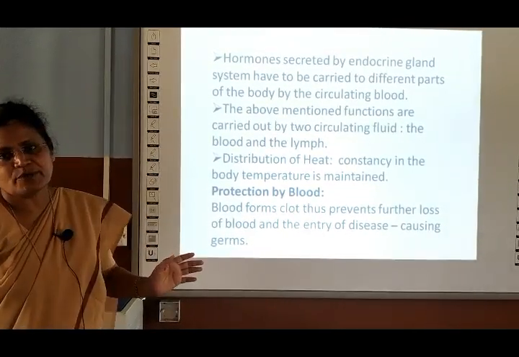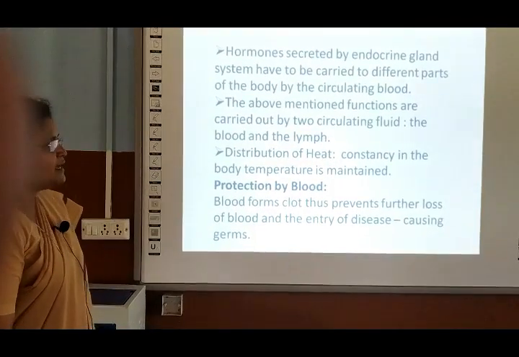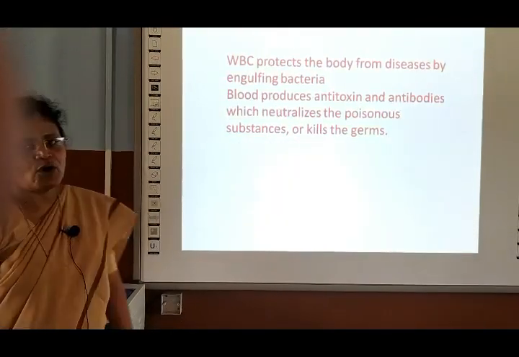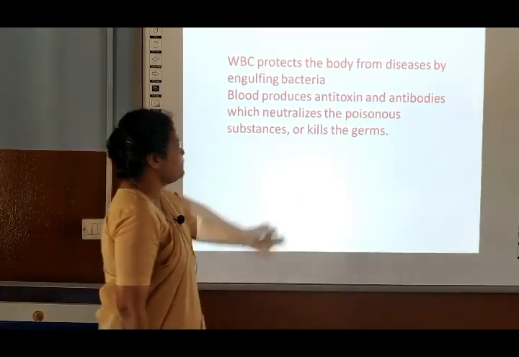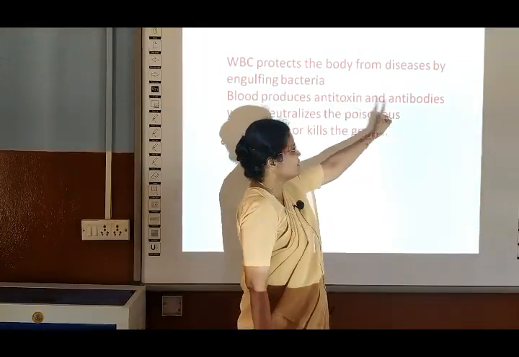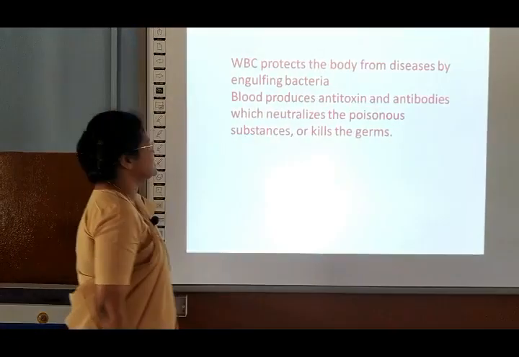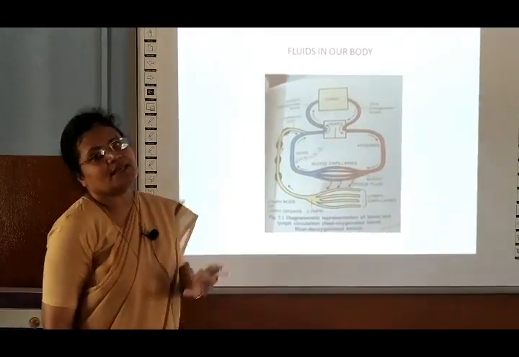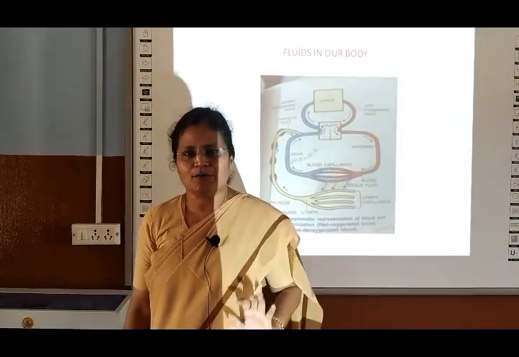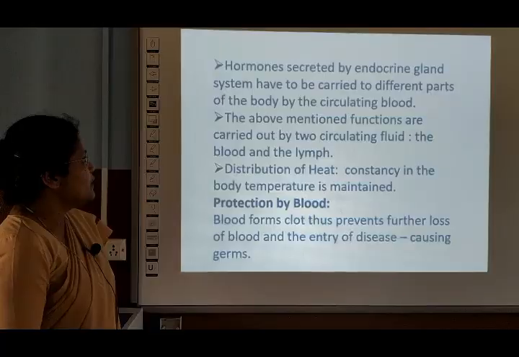Then it also distributes the heat. Then you have the WBC, which protects our body from different diseases by engulfing the bacteria with the help of two proteins called antitoxin and antibodies. Now that's about why do we need the circulatory system in our body.